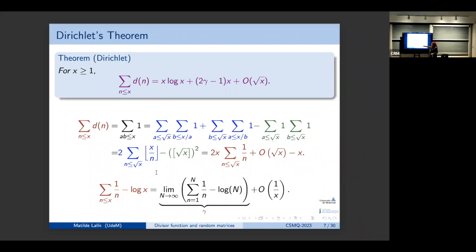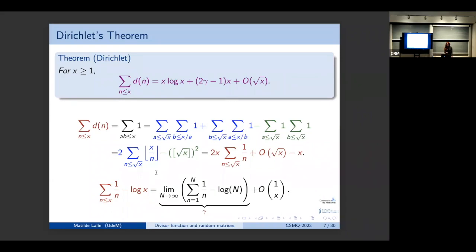And there is this gamma here, so it's 2x gamma. So that's how you get the 2 gamma x, and there is a minus x over there. And then the error term, in the end, the term that contributes the most is this error term that we have with O of square root of x. So that's how you can get this approximation.